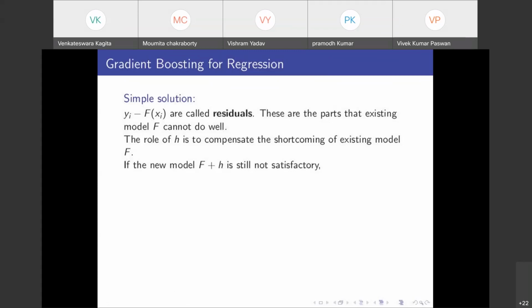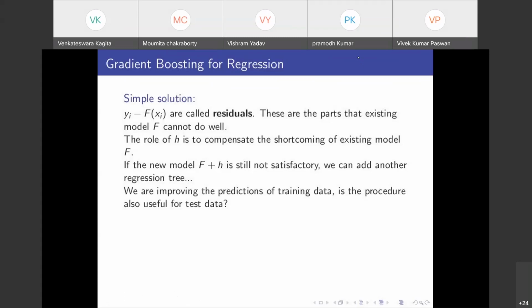If f plus h is still not satisfactory, then it means that there are some residual parts that still need to be addressed, right? So you can add another model, let's say h dash, to compensate for the shortcomings of both of these two models. Yes, someone said more residuals. So we try to fit another model to address those residuals. We can add another model to compensate for the shortcomings of these two models.